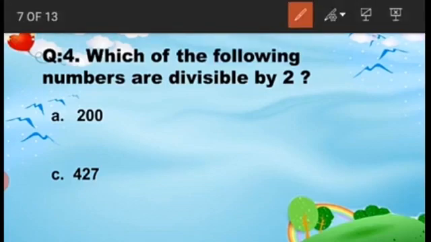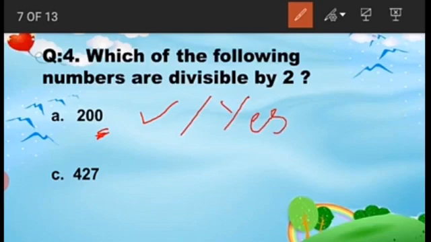Considering our definition of divisible by 2, the units place should be an even number, and 0 is an even number, so it is divisible by 2. So we will mark a tick here, and we can also write a yes here. Yes, it is divisible by 2. Now look at part C.